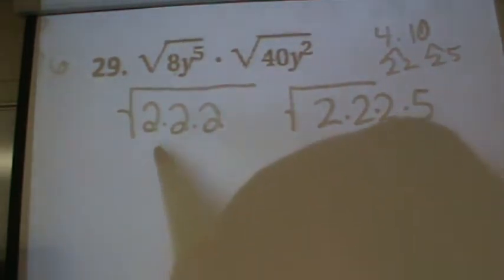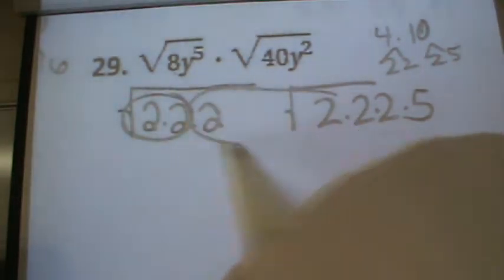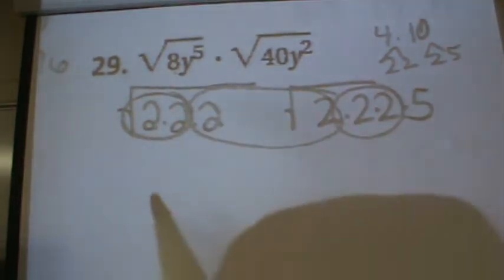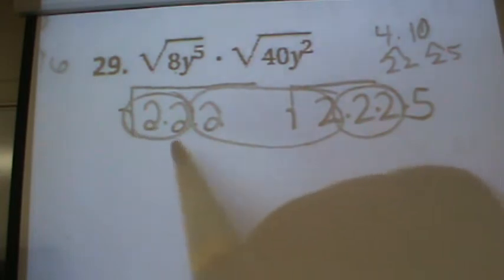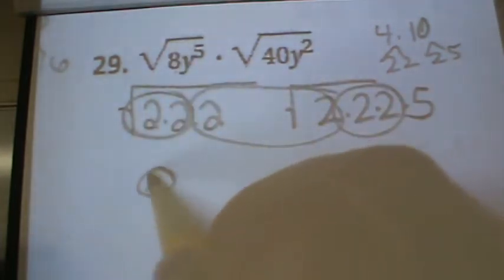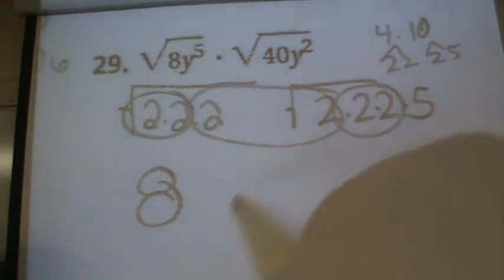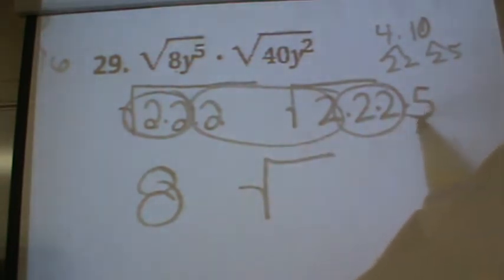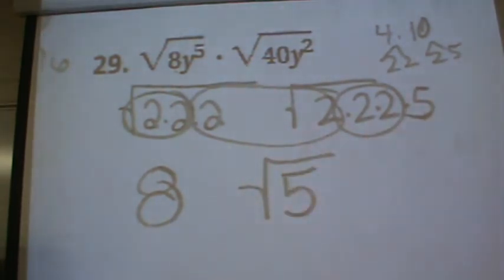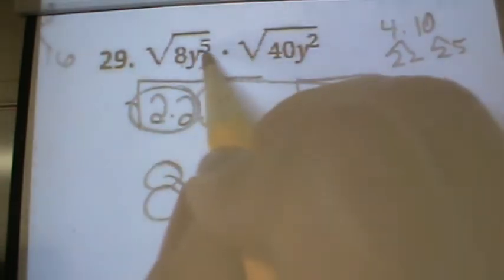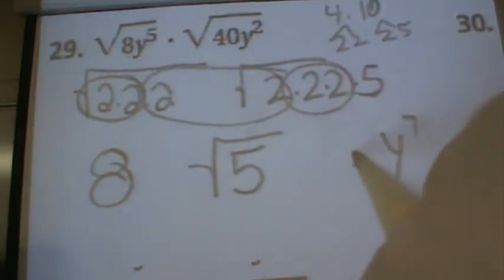It'd be 1, 2, 3. So 3 2s. What are 3 2s multiplied to give you? 8. Now the 5, this is a misfit, stays. Now check out your y's. How many total y's do you have? 7. You have y to the 7.